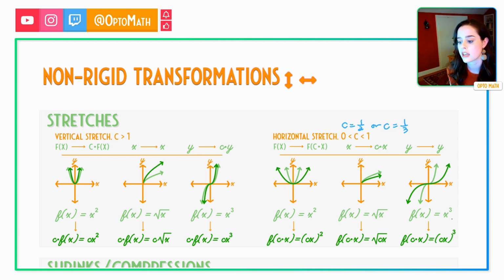And for f of x is x cubed, we're still getting wider. It looks more similar to me to the parabola. Still the same relationship, but it's a little different for our square root of x because it's not like it's got two sides to it like our parabola or our cubic does.